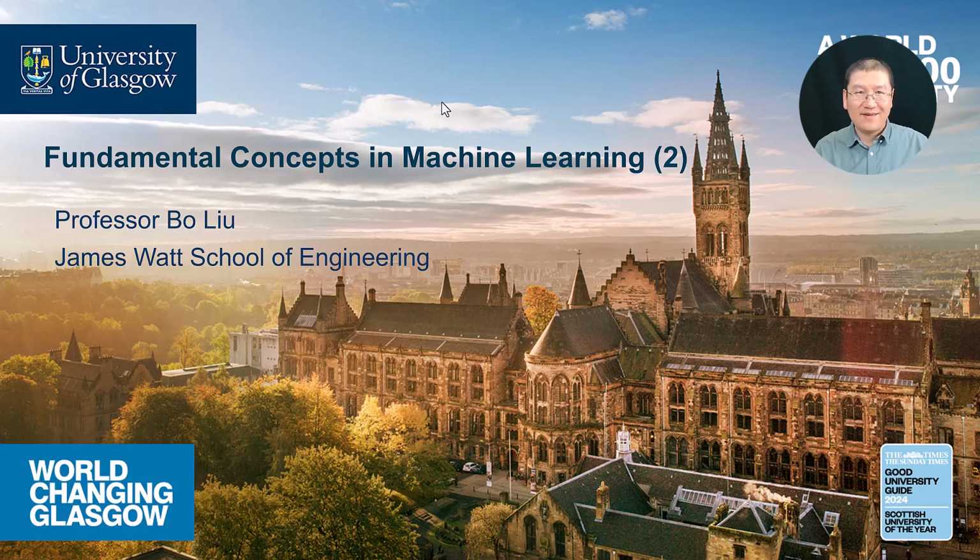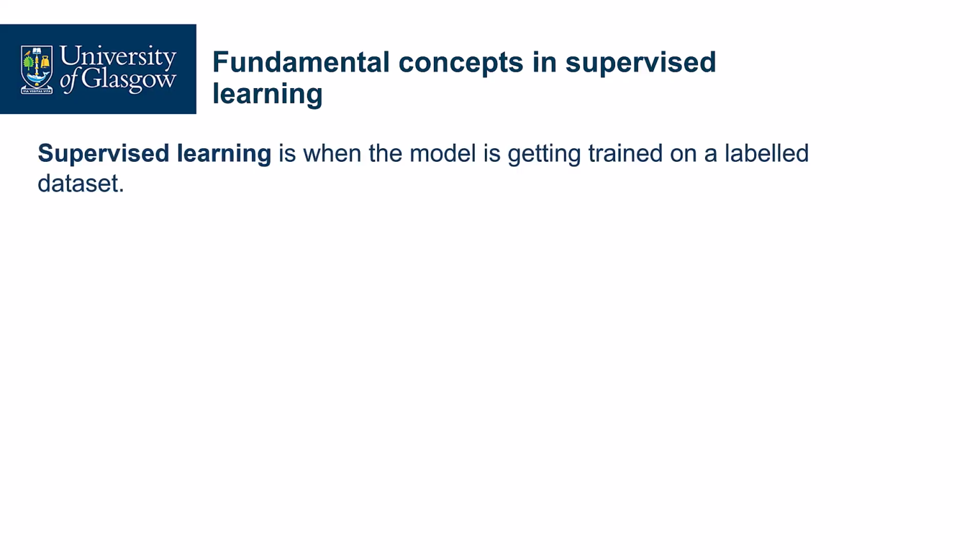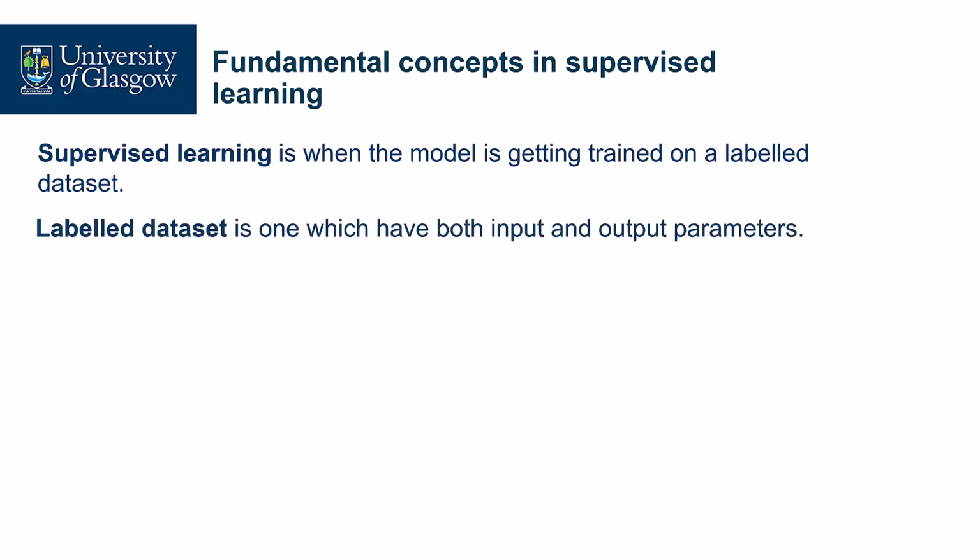Hello everyone. In this session, we will continue to talk about more fundamental concepts in machine learning. In the last session, we talked about supervised learning, right? So we said that in supervised learning, we provide input and output pairs. It means that the data set is labeled, with both input and output, a labeled data set.